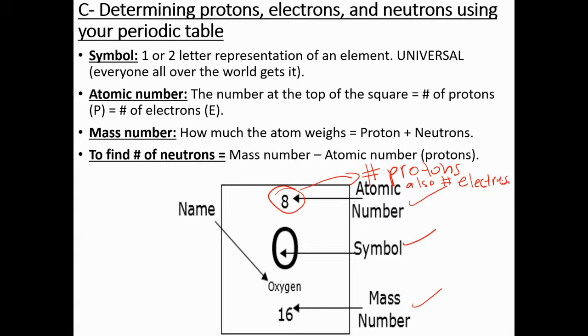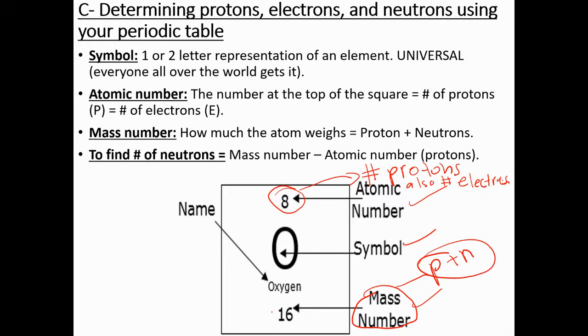And your mass number is essentially how much the atom, let's just say, weighs by mass. How heavy is it? And this mass number is made up of two parts. It's made up of the protons and the neutrons combined together. Remember that the electrons don't contribute to the mass because they're very, very light. They're negligible. So really the mass number is made up of protons and neutrons.